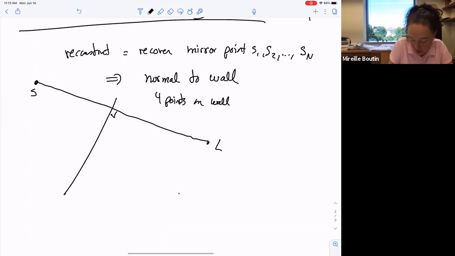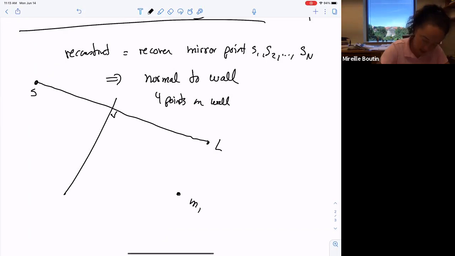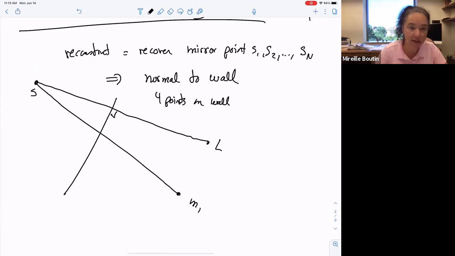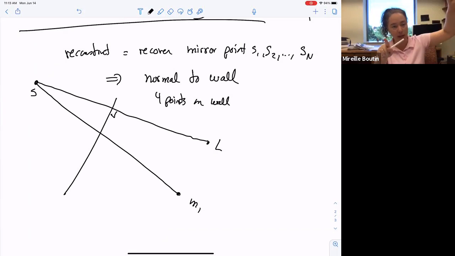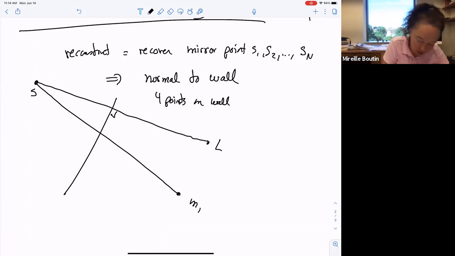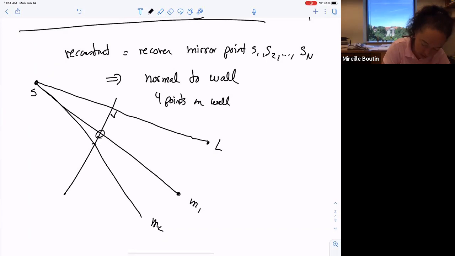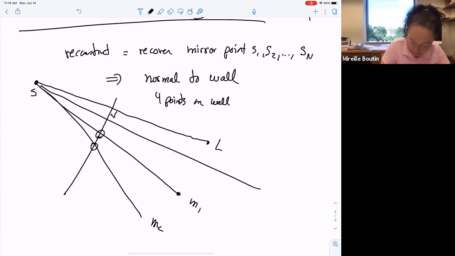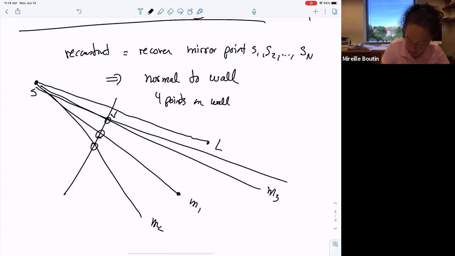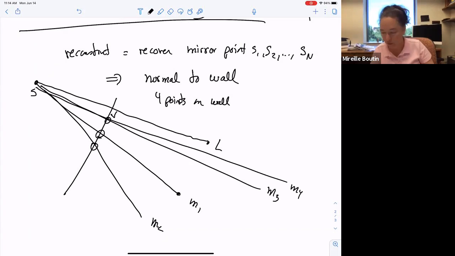because for the microphone, say M1, half of the distance between M1 and S is on the wall. So this will give you 1 point on the wall. M2 will also give you 1 point on the wall, and so on. So you'll get 4 points on the wall with the 4 microphones. And that's really all you can reconstruct. So we cannot do magic here, but that's good enough.